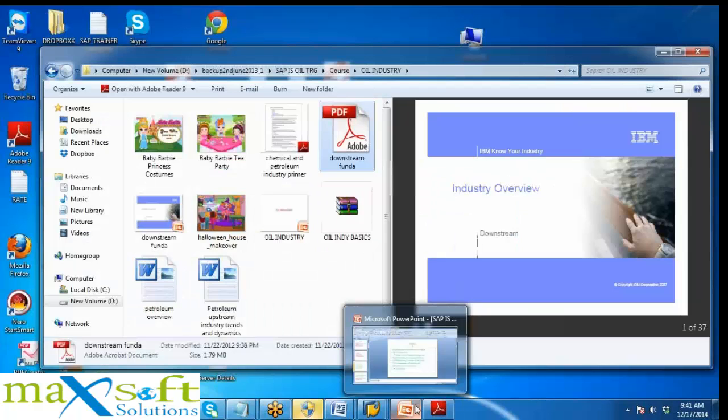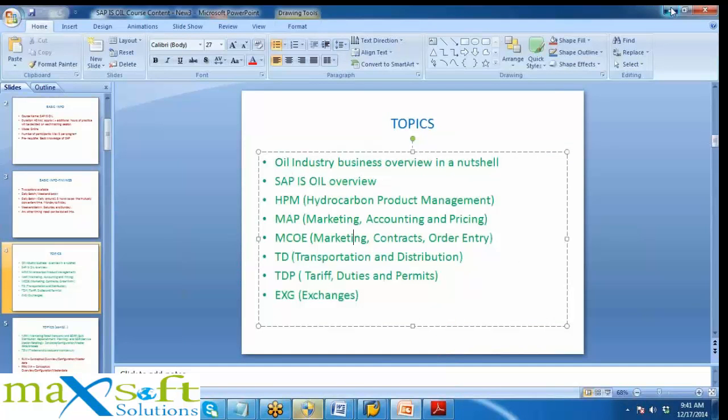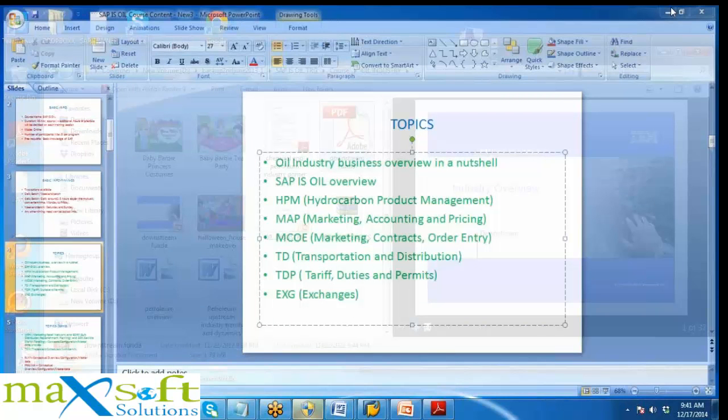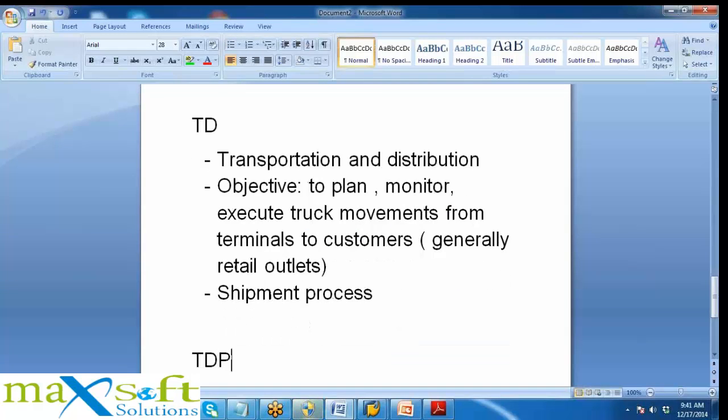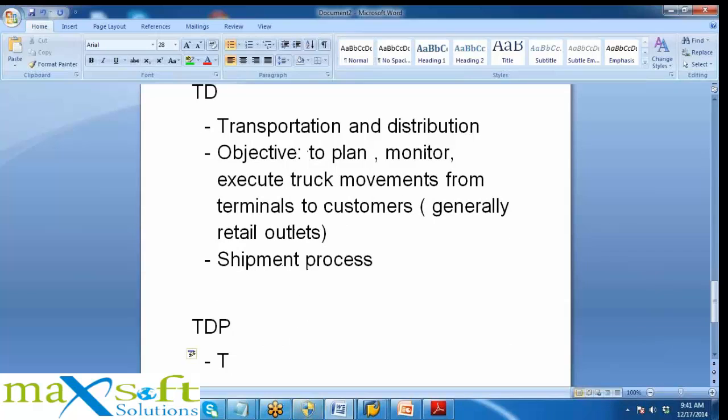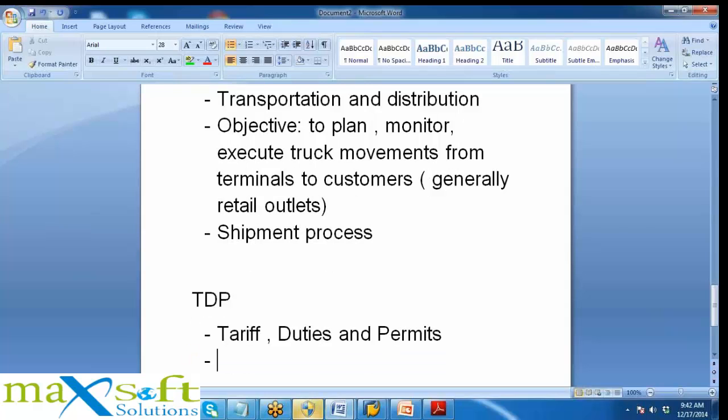The next topic is TDP. TDP stands for tariff and duties and permits. What is a tariff? What is a duty? What is a permit?